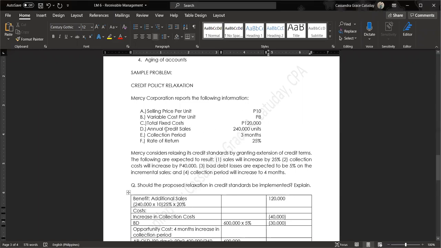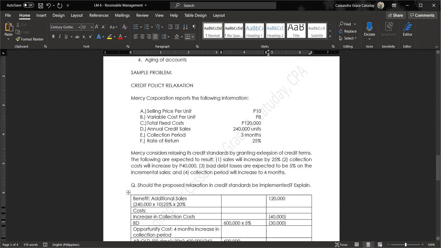Annual credit sales, 240,000 units. Collection period, 3 months. Rate of return, 25%. Mercy considers relaxing its credit standards by granting extension of credit terms. The following are expected to result. First, sales will increase by 25%. Second, collection costs will increase by 40,000. Third, bad debt losses are expected to be 5% on the incremental sales. And fourth, collection period will increase to 4 months.